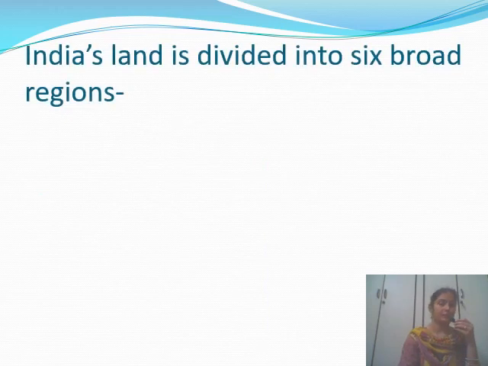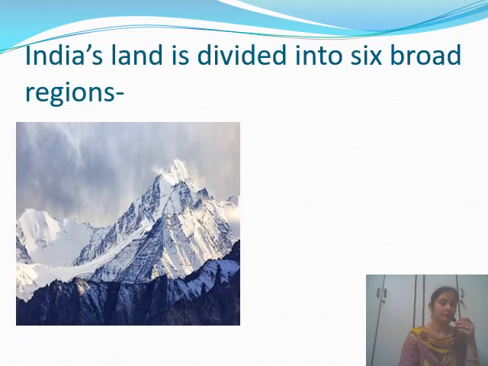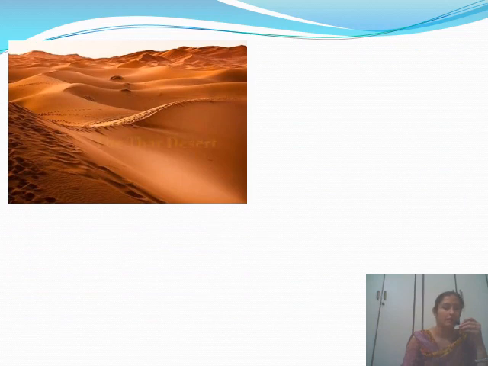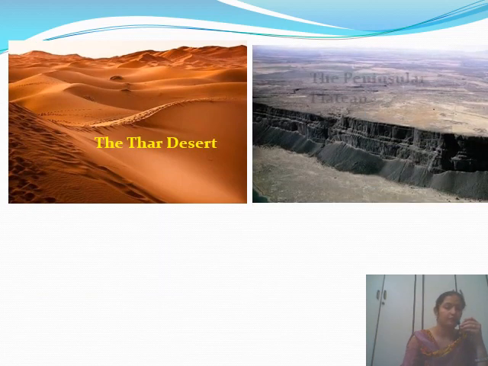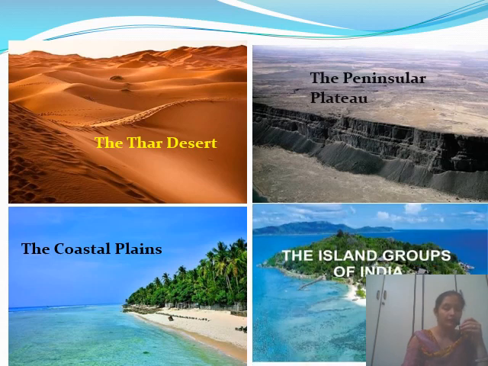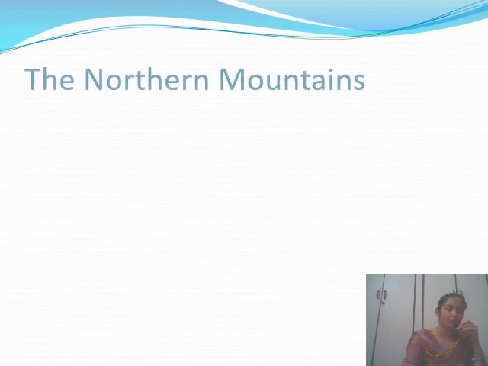India's land is divided into six broad regions: the northern mountains, the northern plains, the Thar Desert, the peninsular plateau, the coastal plains, and the island groups of India. First of all, we are going to study about the northern mountains.